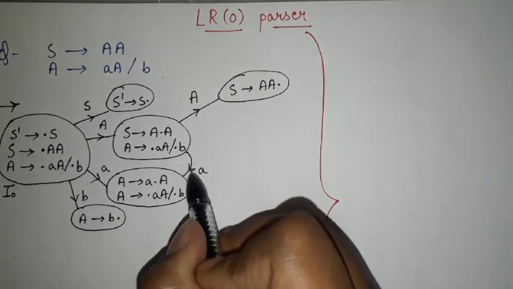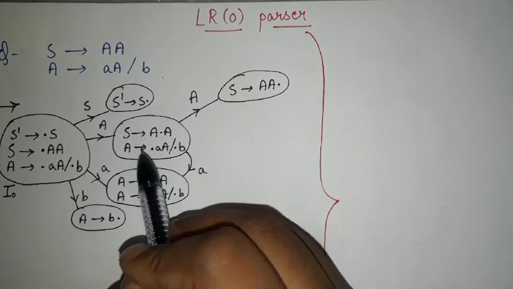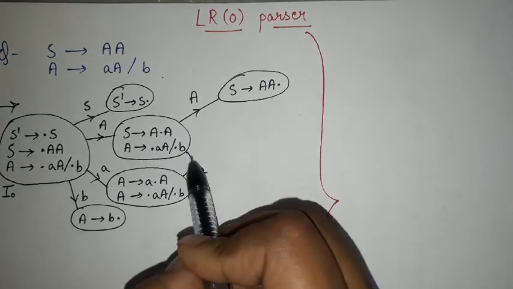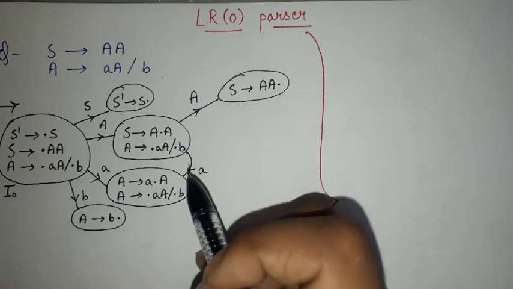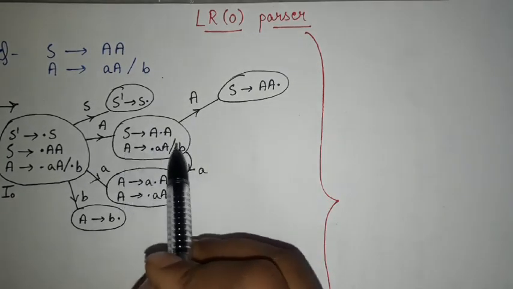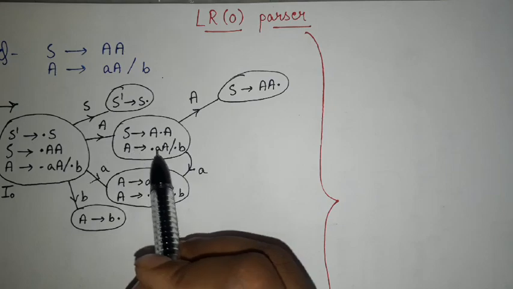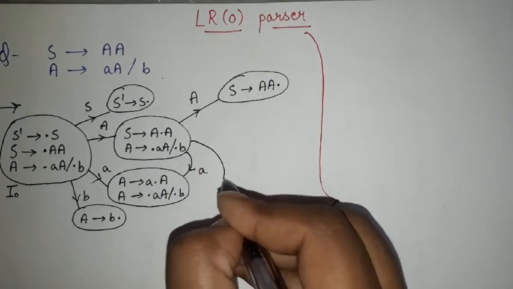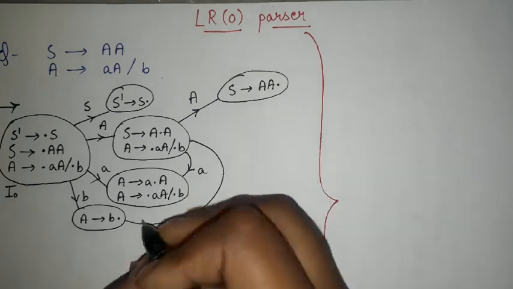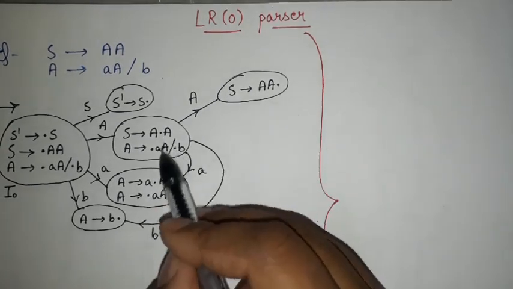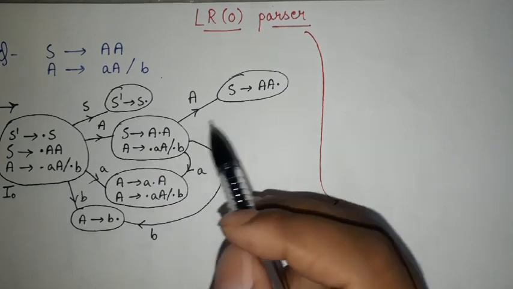We can just do the arrow and show that if we parse small a in this state, I will be reaching this state only. Fine. Okay, then A gives dot B. So if I parse small b here, I will get A gives B dot, and it is also available. So I will just do my arrow and show that this is my same state for small b. Fine. So all the transitions from this state have been covered.